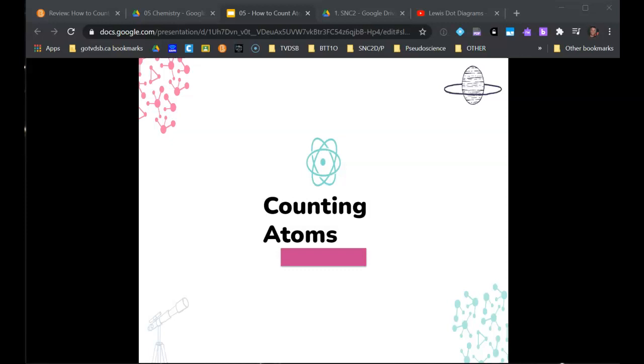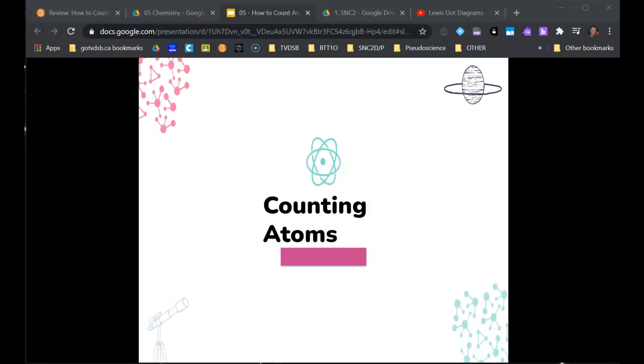All right, for this lesson, we're going to do a bit of a refresher on how to count atoms, and specifically we're talking about counting atoms in chemical formulas. You should have already downloaded a copy of the handout that goes with this so that you can follow along and fill it out as you go.